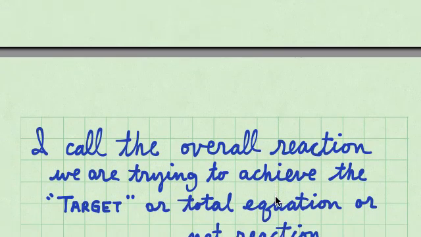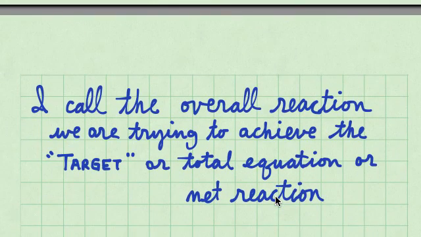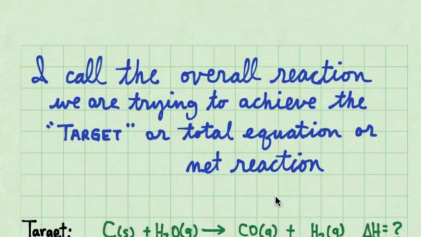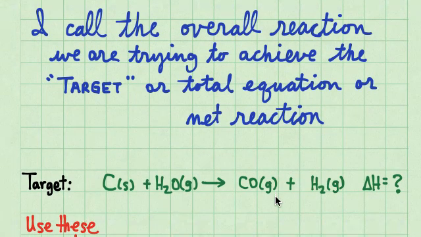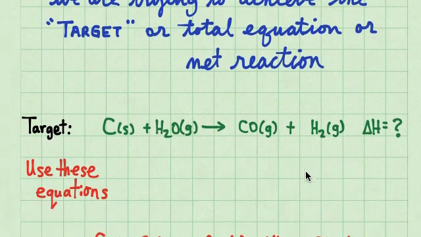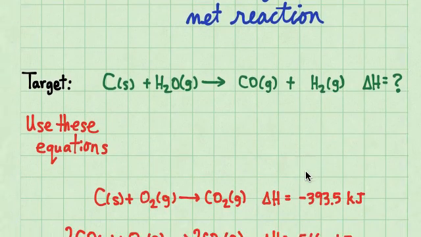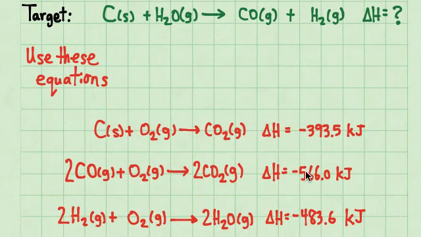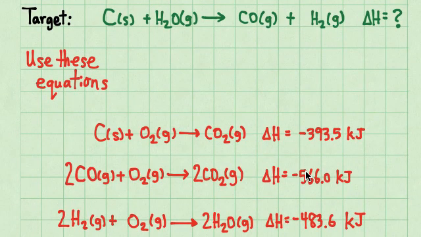So I call the equation that I'm shooting for the target equation, the net equation, the total equation, and that's usually given. So let's say we try to find the heat associated with this reaction: carbon solid plus water vapor gives carbon monoxide and H2 gas. And you'll almost always be given the equations that you need. It would be an even more difficult question to say, go find your own equations and figure out how to add some of them together to find this total heat.